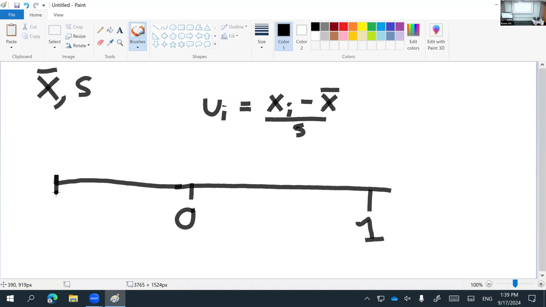Otherwise, it would have a different effect on the model. Think of y equals beta 1 x1 plus beta 2 x2. If x1 is in meters and x2 is in centimeters, then automatically there's a mismatch between the size of the units, right? So somehow you want all the variables to be on the same scale.